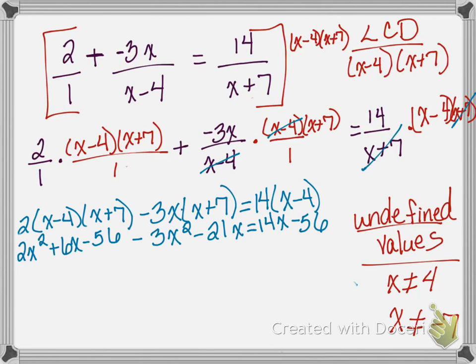Okay? The first thing that I'm going to do is combine whatever like terms I can on the left-hand side. So I have positive 2x squared and negative 3x squared. That leaves me with negative x squared. Then I have positive 6x and negative 21x. That leaves me with negative 15x. Okay. Then I'm left with negative 56.